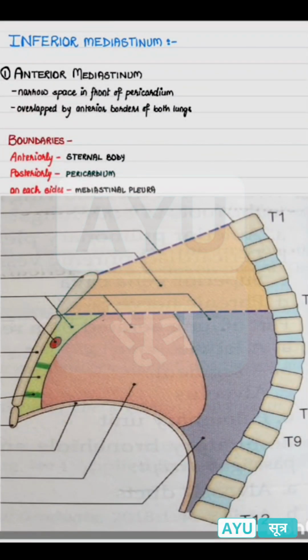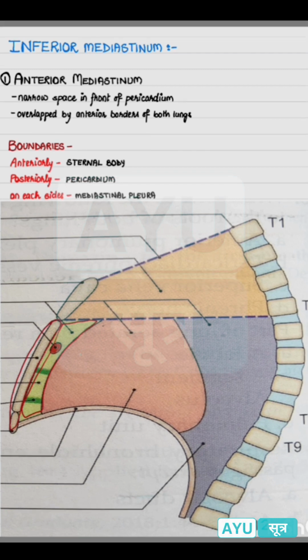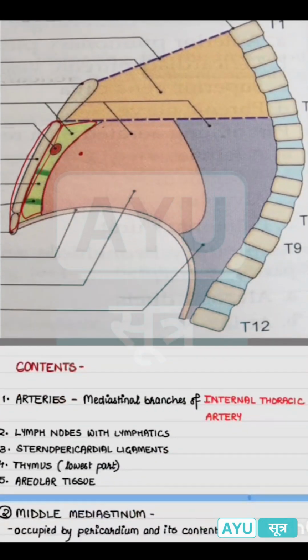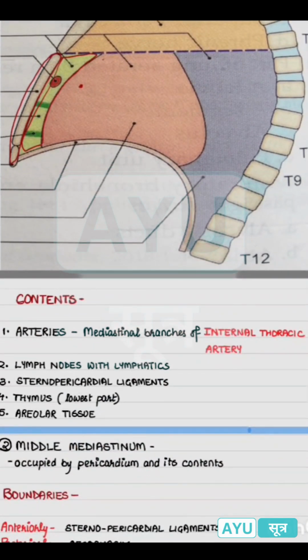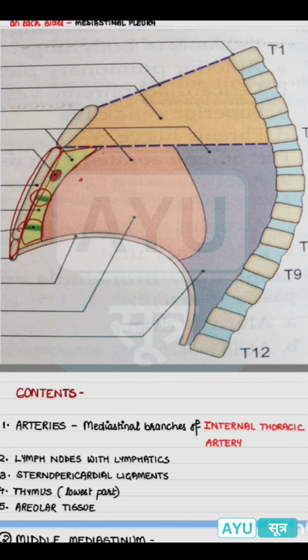Now we'll discuss inferior mediastinum. The first part of inferior mediastinum is the anterior mediastinum. It is a narrow space in front of the pericardium and is overlapped by the anterior borders of both the lungs. Its boundaries are: anteriorly it is covered by the sternal body, posteriorly by the pericardium, and on each side by the mediastinal pleura. It constitutes first arteries, mediastinal branches of internal thoracic artery. Second comes the lymph nodes with their lymphatics. Third, the sternopericardial ligaments.